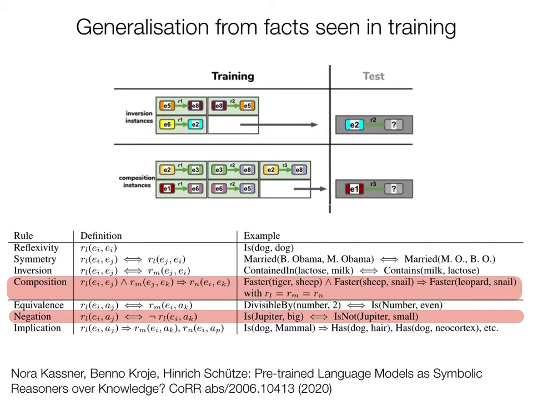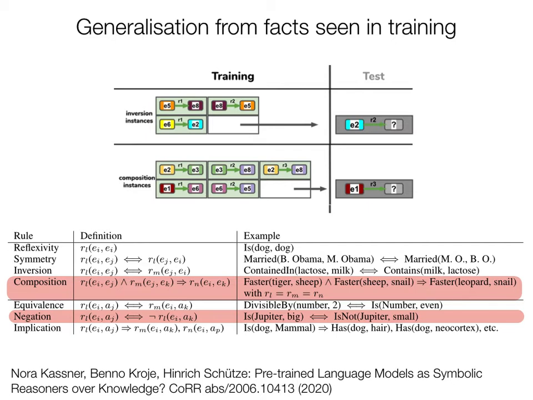In this paper, they analyzed a number of different types of logical dependencies: reflexivity, symmetry, inversion, composition, which has transitivity as a special case, equivalence, negation, and implication. The main finding is that when training BERT, this language model, on that synthetic corpus, it recognizes reflexivity, symmetry, and inversion. It also recognizes equivalence and the particular notion of implication that they consider, but it does not learn these composition relationships, not even in the special case where the composition relation is really a transitivity relation.